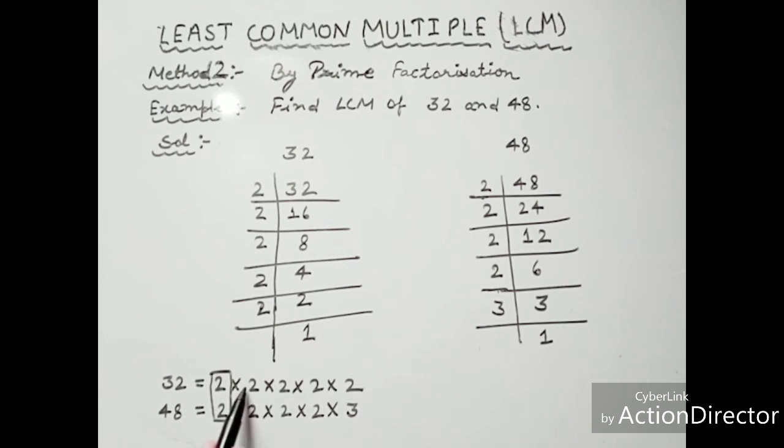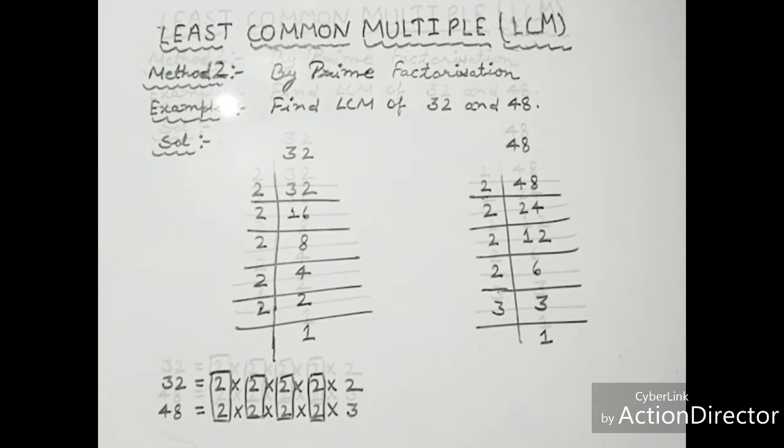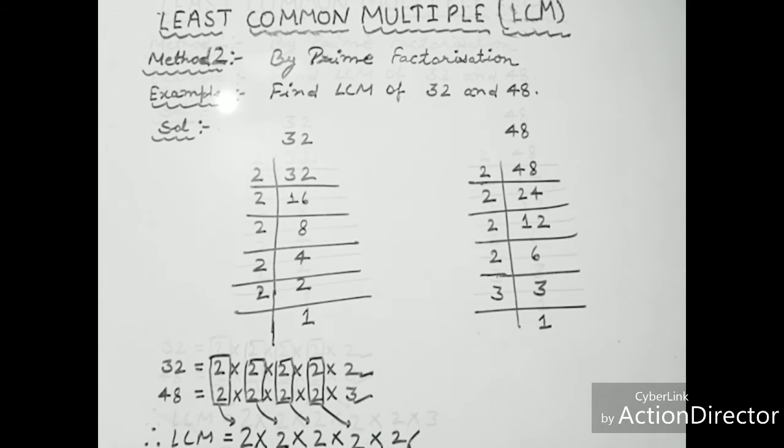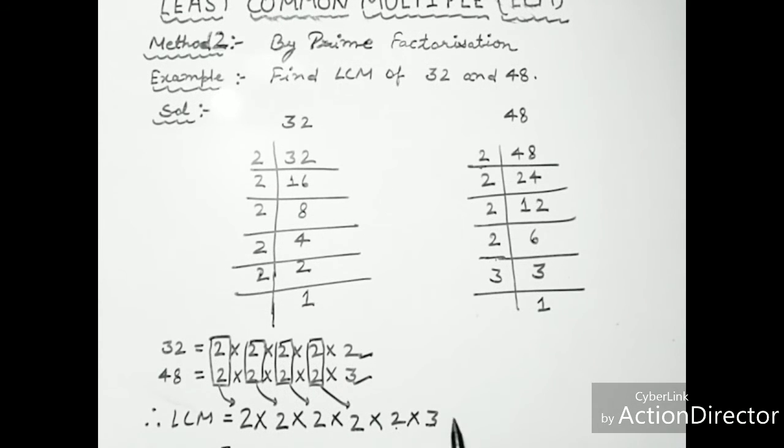Here a pair of 2 is common, here a pair of 2 is common, here a pair of 2 is common, and this pair is also. We will multiply the common factors and the extra factors to get the LCM. So LCM equals 2, we take 2 from here and multiply by 2 and multiply by 2 and multiply by 2, and now we write 2 and 3, 2 and 3. Then we multiply these numbers.